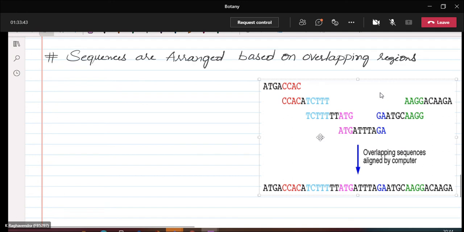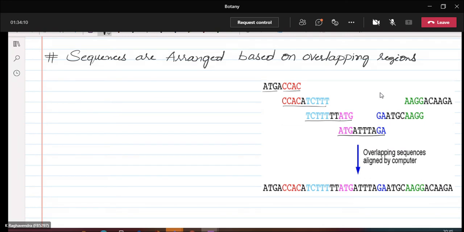Check out the overlapping regions here. AT, GA, CC, AC. Now here, this is the fragment which is starting from CC, AC, AT, CTT. Again here, this TC, TTT is overlapping with another sequence. CTC, TTT, TT, ATG. ATG is overlapping with another sequence. Then ATG, ATT, AGA. Now these are from left to right.